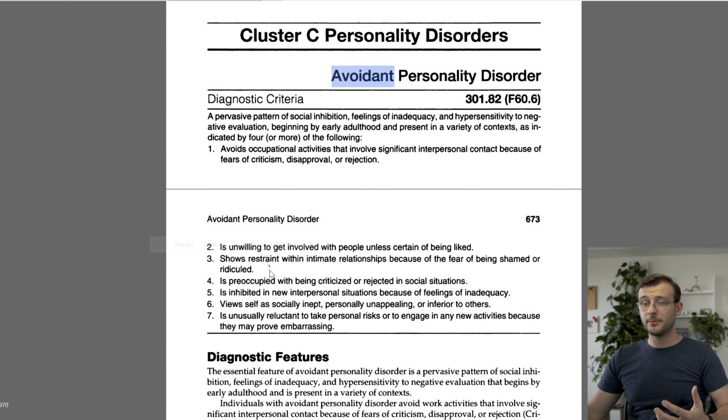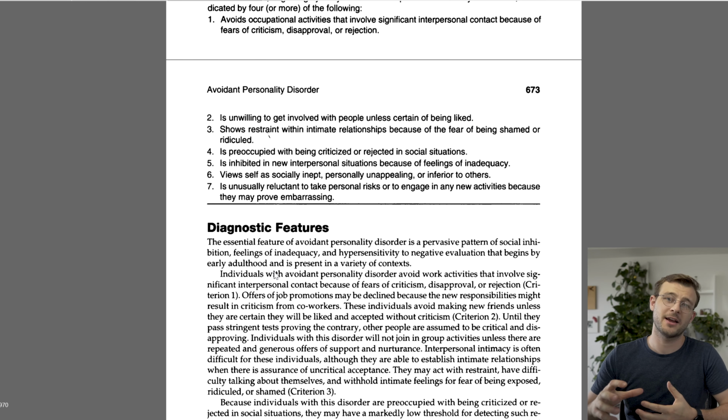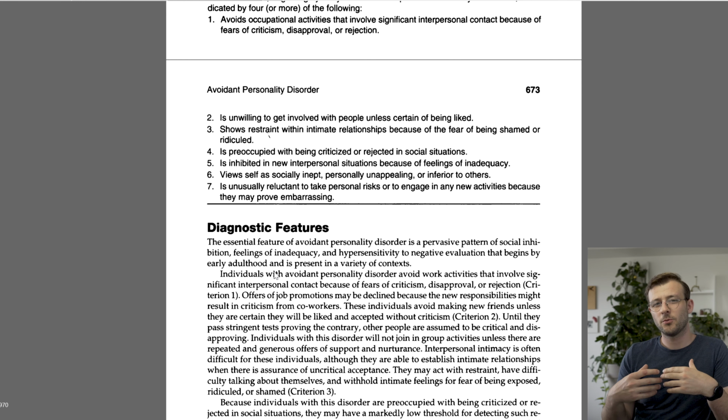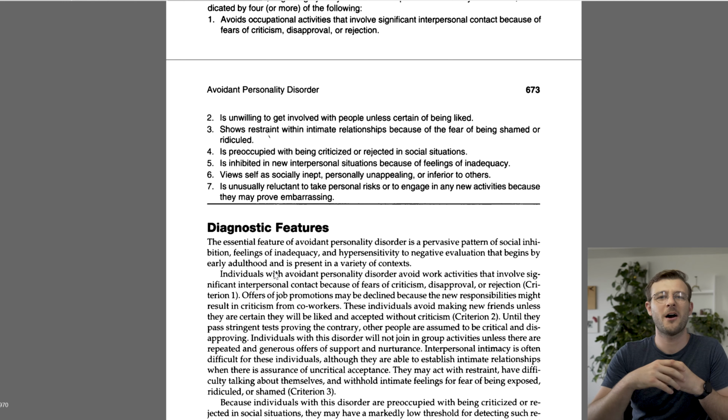The next criteria is similar. It's showing restraint within intimate relationships, and that's around fear of being criticized or being shamed, and that'll present itself as one not really opening up, not being vulnerable, not talking about their sexual fantasies or childhood or embarrassing moments in their life and that kind of thing.